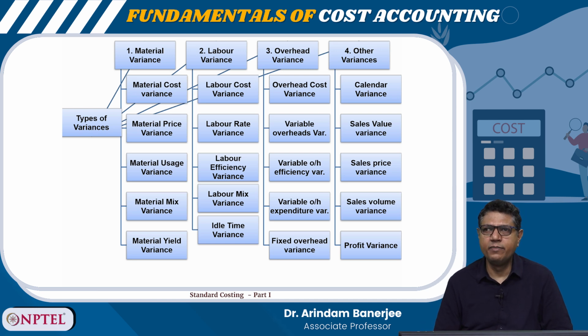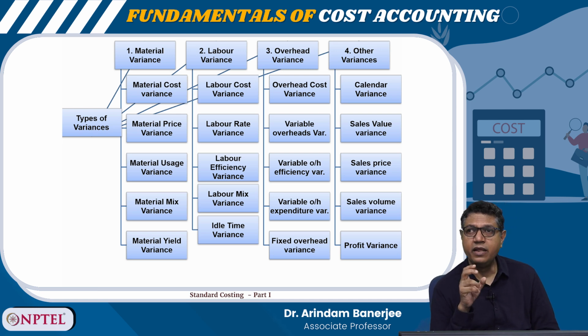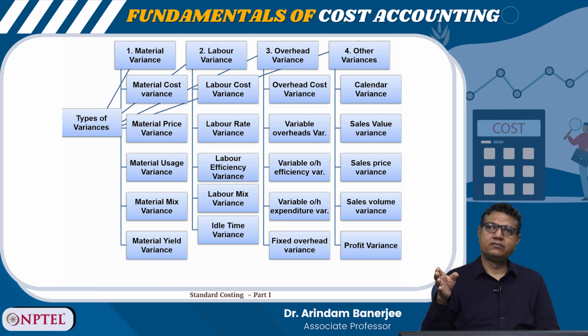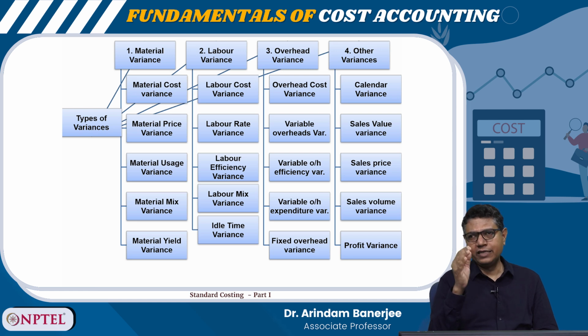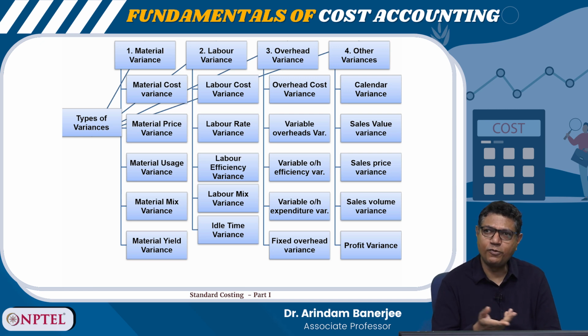Then number 2 is labor variance. Labor variance is labor cost variance. Labor cost variance is the difference between the standard labor cost and actual labor cost, right? And labor cost variance may happen because of labor rate variance. So, I assume that I will pay 50 rupees per hour to a laborer, but my actual cost is 60 rupees per hour. So, there is a variance because of rate, and because of this, the overall labor cost is also going up, right?